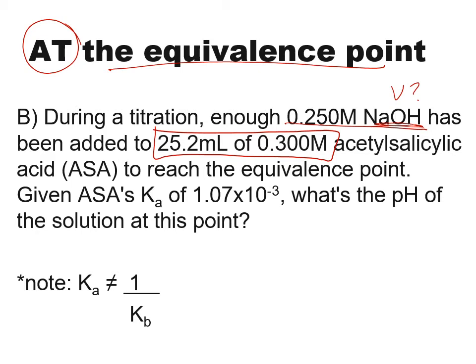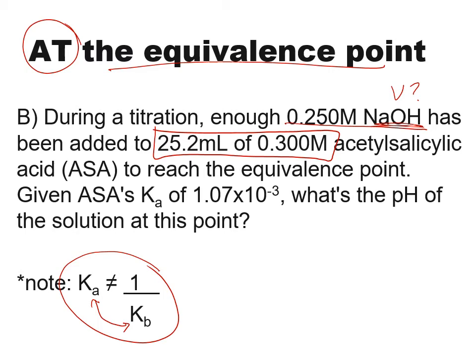One thing to note, we'll see this later here, remember the relationship between conjugate partners. It is not just a matter of reversing the equation and taking the inverse of the K value, that doesn't work with conjugate partners. And we'll see that a little bit later when we actually look at this equilibrium once we figured out the neutralization part.